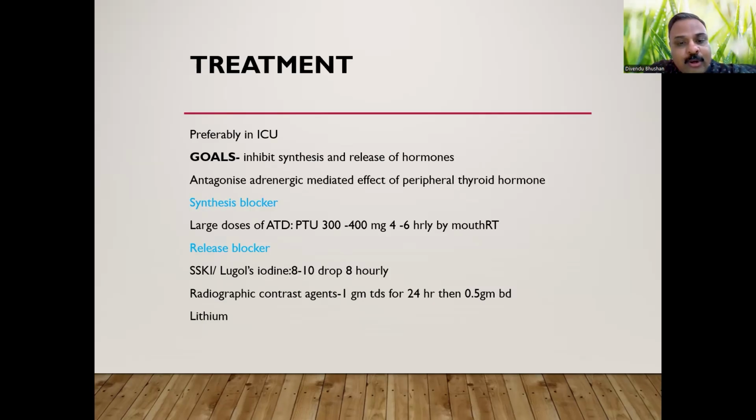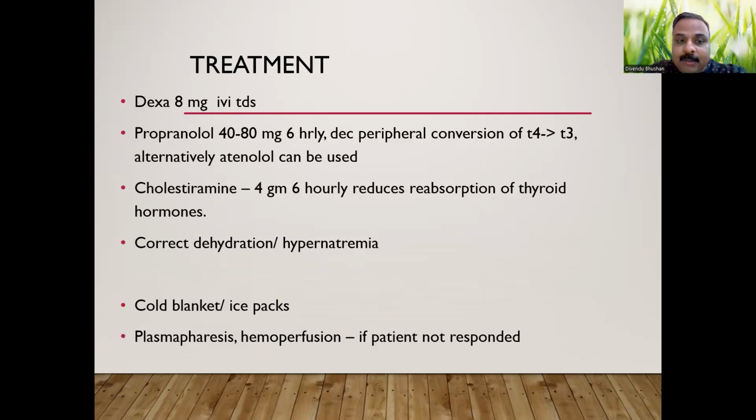We can use Lugol's iodine, 8 to 10 drops 8 hourly. If Lugol's iodine is not easily available, we can use the radiographic contrast agents, which are easily available in the radiology: 1 gram TDS for 24 hours, then 0.5 gram twice a day. And lithium we can also use. Other treatment includes dexamethasone, 8 mg TDS, and propranolol, which inhibits the peripheral conversion, 40 to 80 milligrams 6 hourly. Cholestyramine, 4 grams 6 hourly, reduces the absorption of the thyroid hormones from the gut.